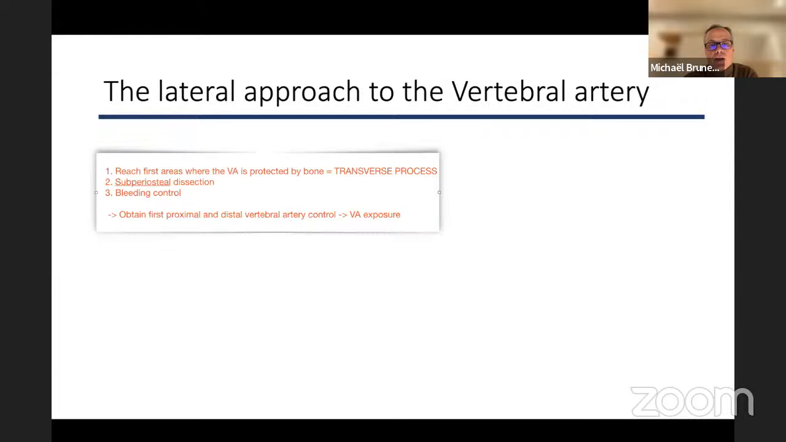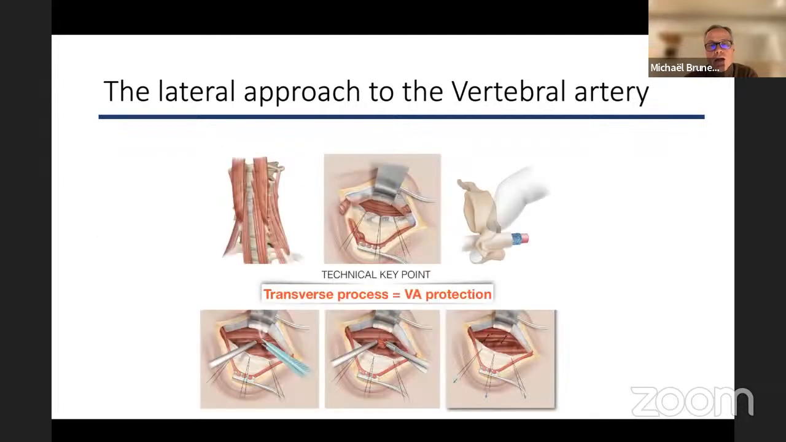So what are the tips and tricks? As I have said, if you would like to work confidently, you have to reach and target the transverse process, where the vertebral artery is protected by bone. Then you have to perform a superosteal dissection. This is the first key point. The transverse process is a bone protection, and you have to palpate it when you have performed your approach to know where the vertebral artery is protected.